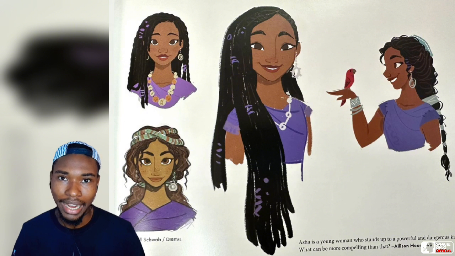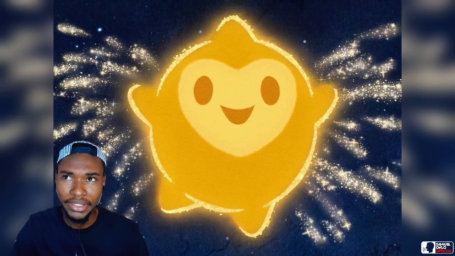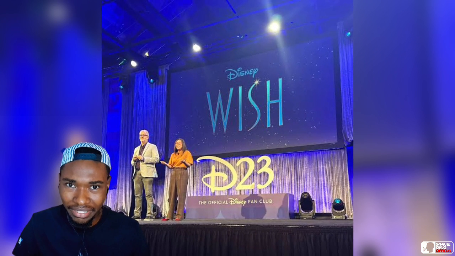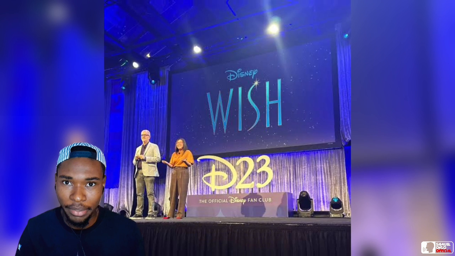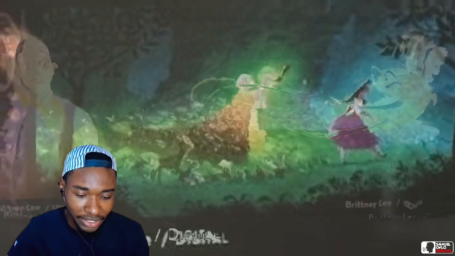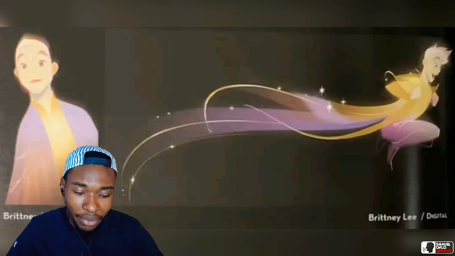Now let's move away from Asha and talk about Star. When this film was announced last year in September, we heard something about a shape-shifting star. But then when the final film was made, we only got to see Star. So this art book has confirmed what we got initially, and that's the fact that Star was initially meant to be a shape-shifting human magical creature.